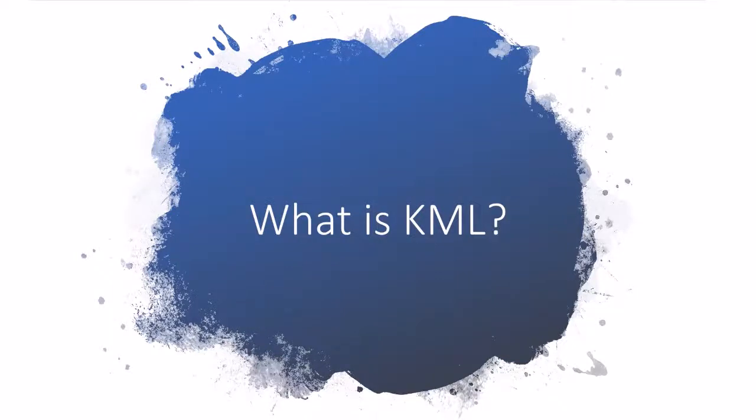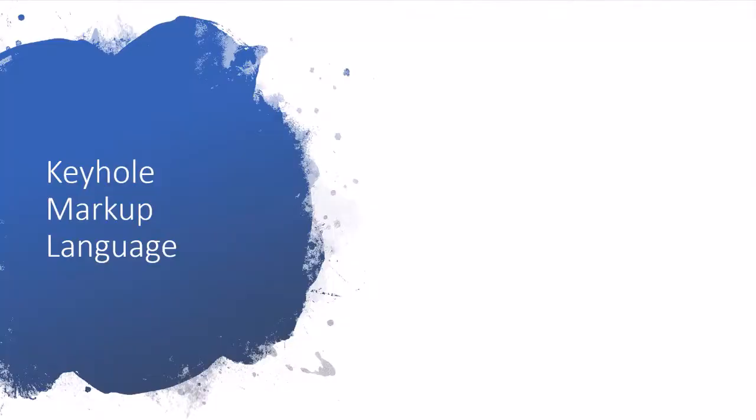What is KML? Welcome to this video explaining what KML is. Keyhole Markup Language. That is what KML stands for. It is an XML notation for expressing geographic annotations and visualization within internet-based two-dimensional maps and three-dimensional Earth browsers.